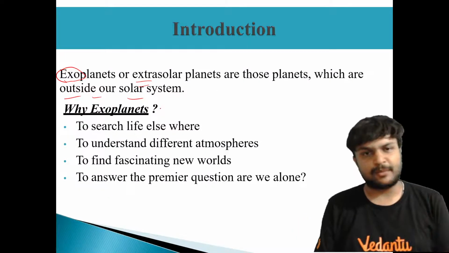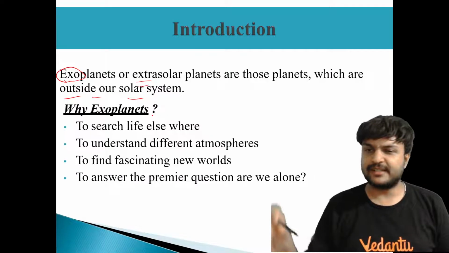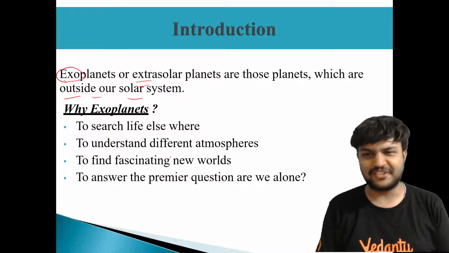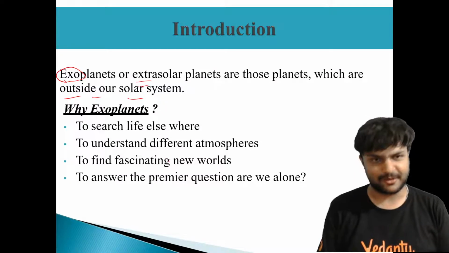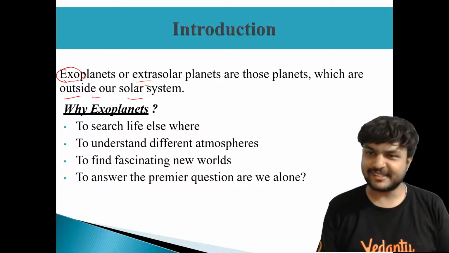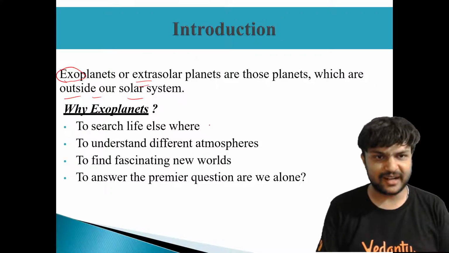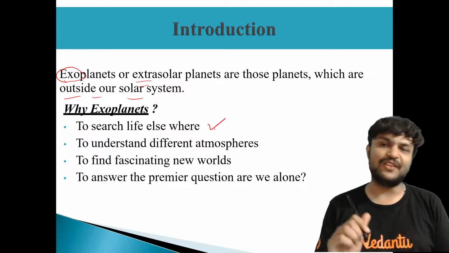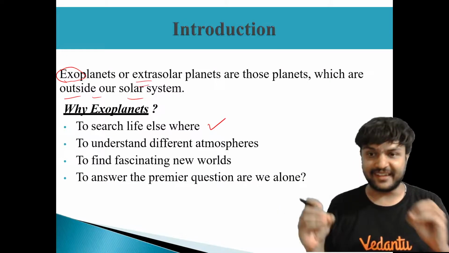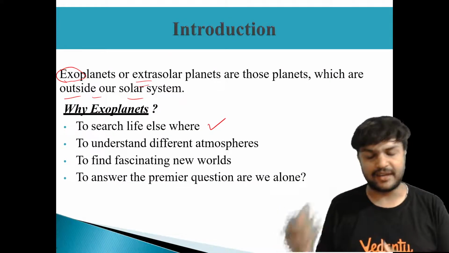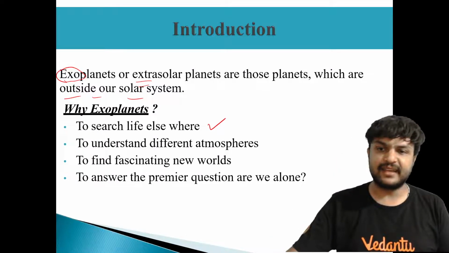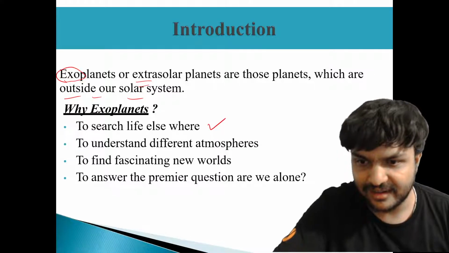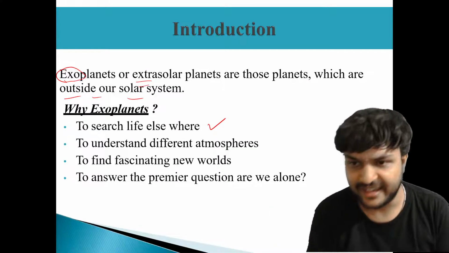So basically, the basic definition of exoplanets is just planets outside our solar system. I think in the current generation, many of you know what exoplanets are. Why do we need to study these exoplanets? We need to understand, to search for life elsewhere. Are we the only form of life that exists? Are there any life forms other than ours? Many people think we are the only life forms here.